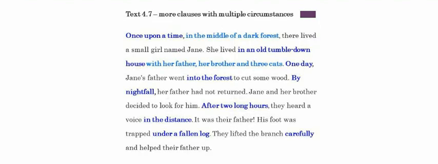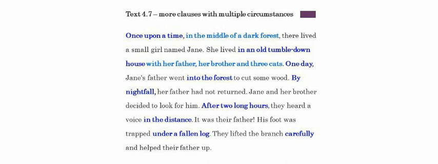Let's have a look at this text. Let's read it through first, and I've highlighted in blue all the circumstances, and just see if we can work out what type they are. Once upon a time, in the middle of a dark forest, there lived a small girl named Jane. She lived in an old tumble-down house with her father, her brother, and 3 cats. One day, Jane's father went into the forest to cut some wood. By nightfall, her father had not returned. Jane and her brother decided to look for him. After 2 long hours, they heard a voice in the distance. It was their father. His foot was trapped under a fallen log. They lifted the branch carefully and helped their father up.